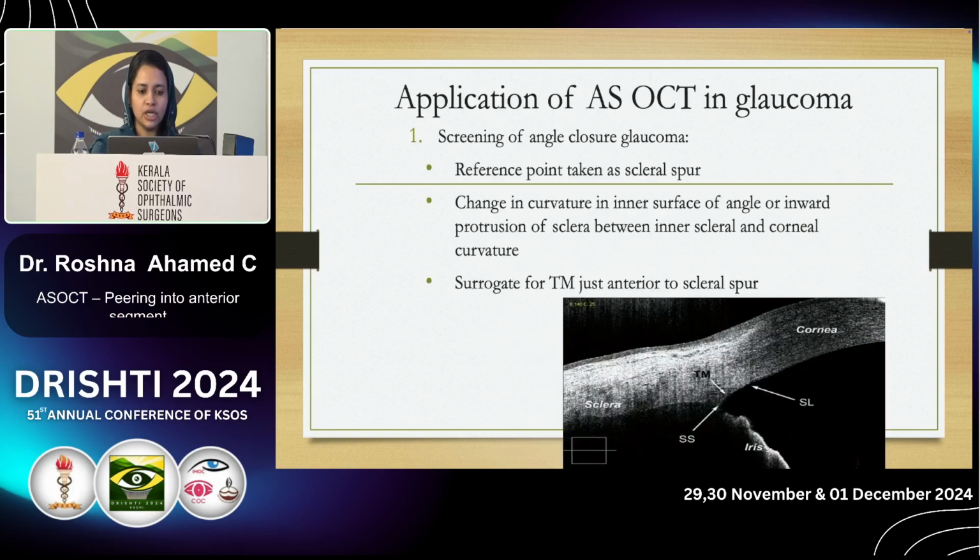What is the application in glaucoma? It is mainly used in the screening of angle closure glaucoma. The reference point taken is the scleral spur, which is the change in the curvature of the inner surface of the angle, or the inward protrusion of sclera between the inner scleral and corneal curvature. So it is the surrogate of the trabecular meshwork. The trabecular meshwork is situated anterior to the scleral spur.